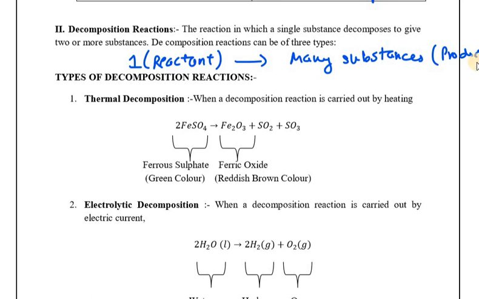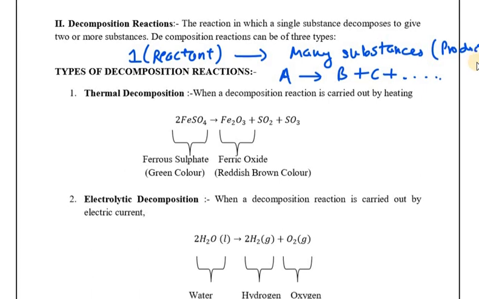So the general equation could be like we have A as a substance and we might get B plus C and many other compounds here. So this type will be a decomposition reaction. Now, the types of decomposition reaction are three. First is thermal, second is electrolytic, then we have third as photodecomposition.